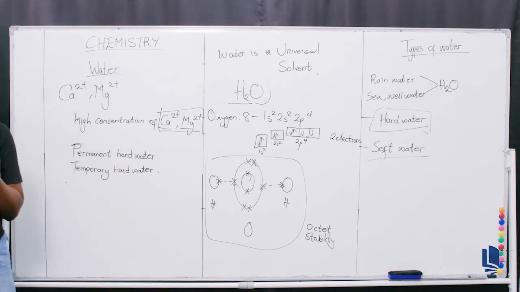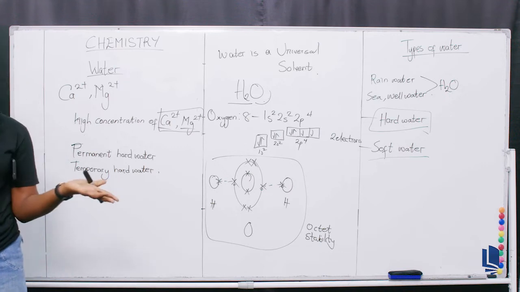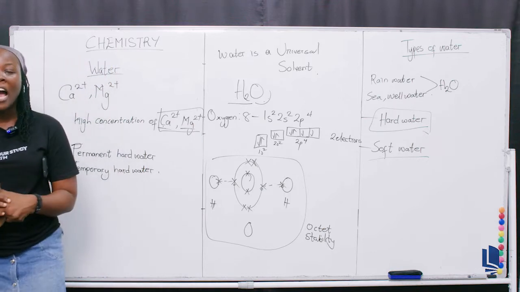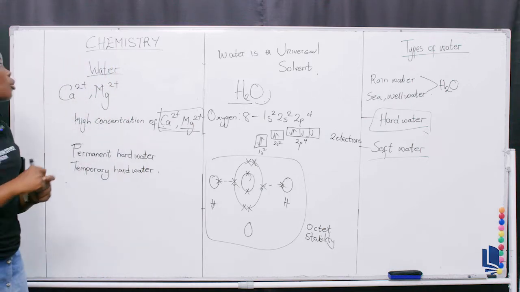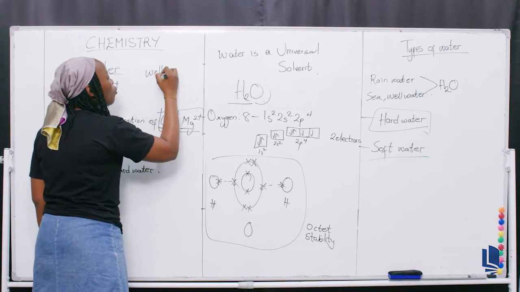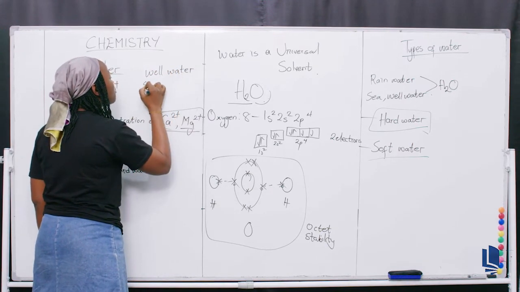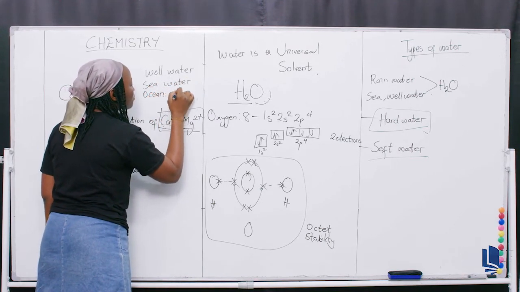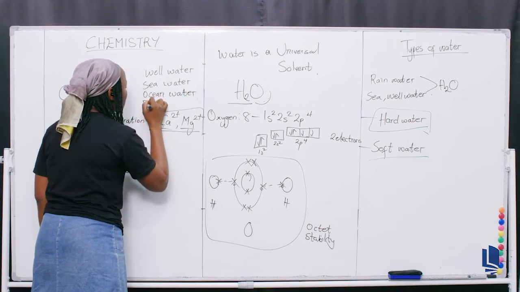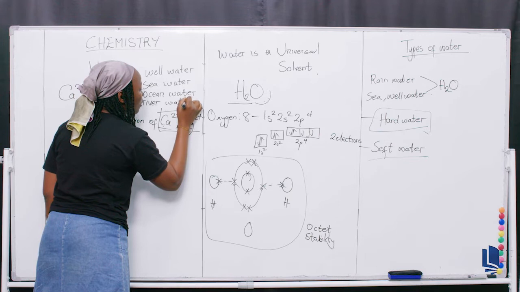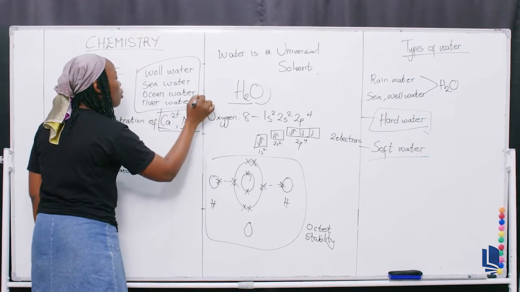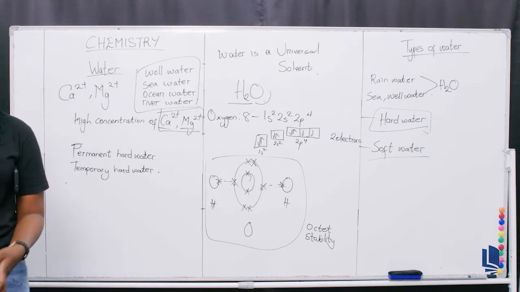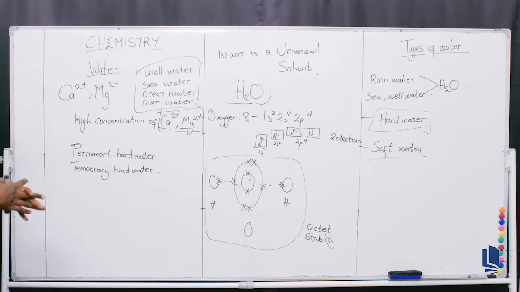What source of water would that be? It would definitely be groundwater, because that's where you get these ions, either calcium or magnesium, and they are predominantly in groundwater. That's your well water, seawater, ocean water, river water, because these are predominantly groundwater. So the source of hard water is groundwater, either seawater, well water, ocean water, river water.